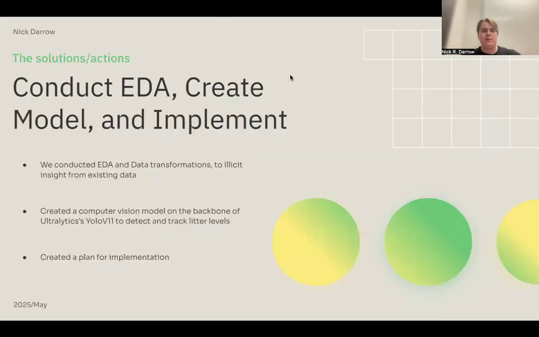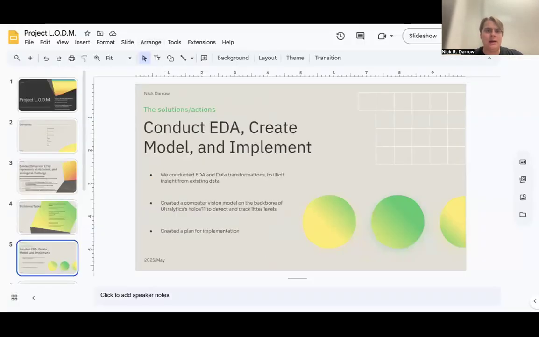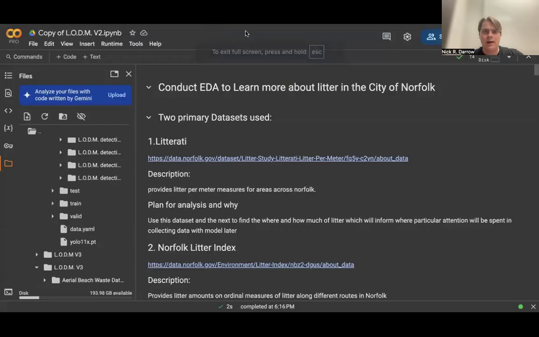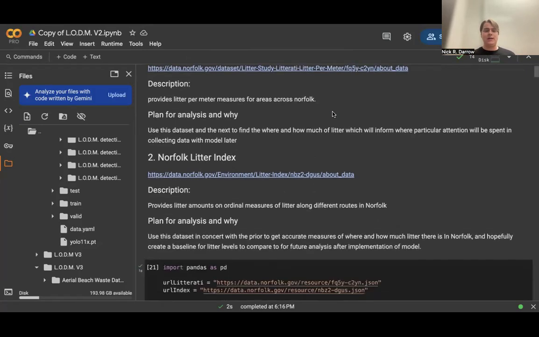So I'll switch over here from my slides and go over to my Google Colab that I'm using to run this analysis. To start, we use two primary data sets that have allowed us to track litter over time. The first one is the Literati litter per meter data set. This is on the Norfolk Open Data Portal, and it tells us a little bit about litter per meter measures across Norfolk. This data tells us where the litter is and how much there is of it.